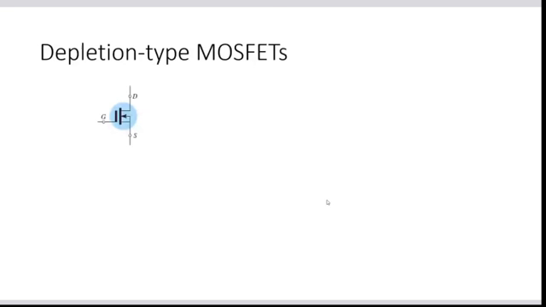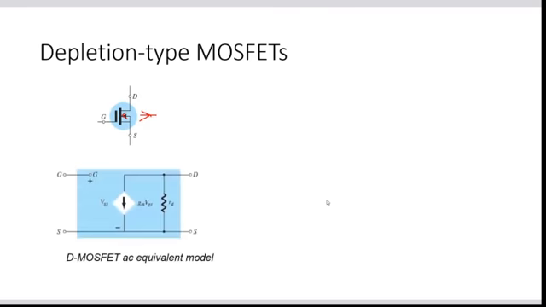See, for the N channel, the arrow will be coming inside, and for the P channel, the arrow will be coming outside. Okay, this is the depletion type MOSFET we have. And the equivalent circuit is like this.